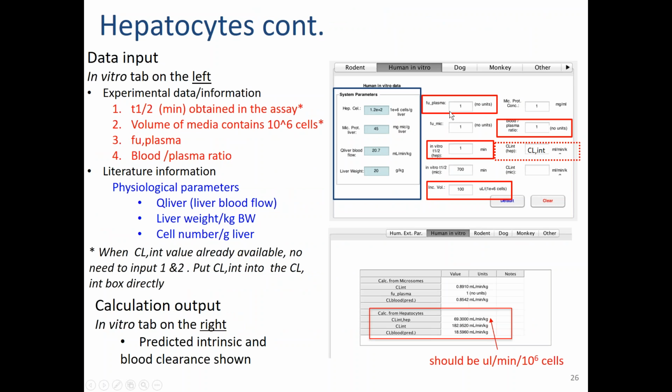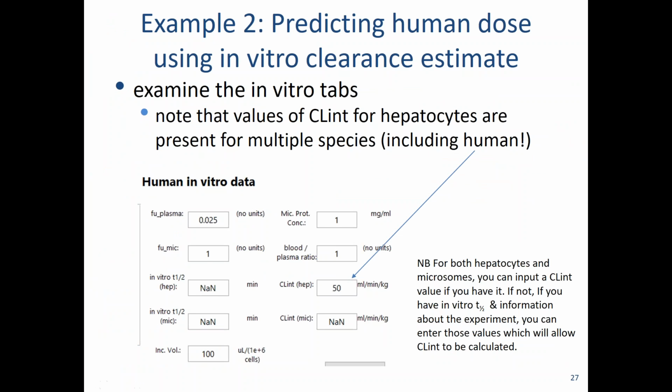Again, for the parameters that you need to enter, you can either enter the hepatocyte half-life and calculate the Clint using the tool, if you know things like the incubation volume, or you can put in the Clint directly, and the calculations here are displayed here. Just to note that this is a typo. This top one is milliliters per min per million cells, and the rest are mL per min per kg.